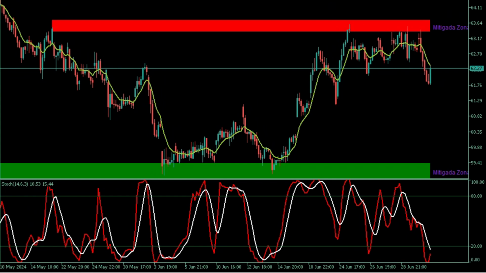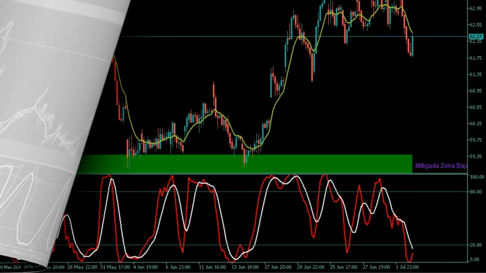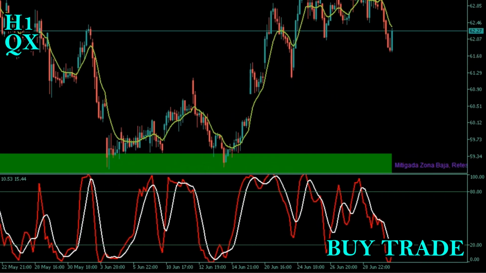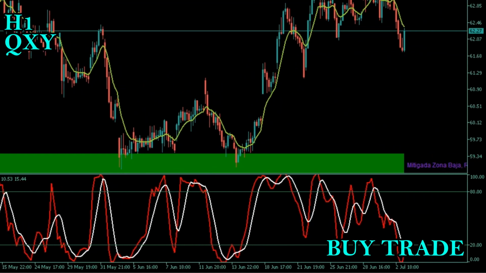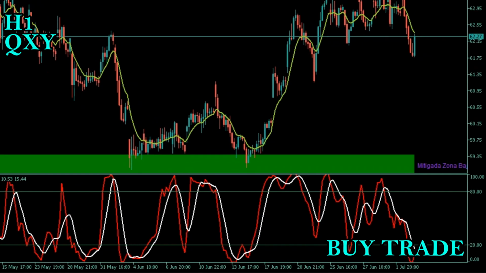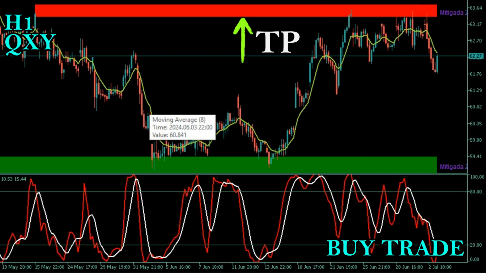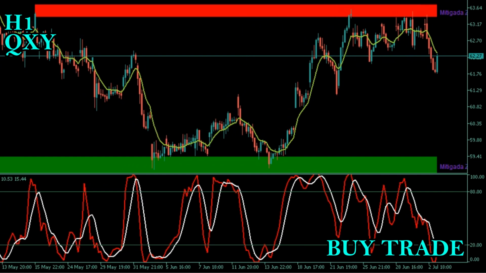So now let's take a look at some illustrations so that we can appreciate this strategy. We shall begin with the buy trade. This is an H1 chart for Oxy Corporation. Since this is zone-to-zone trading, we first determine our red zone, which will be our take profit target. As you can see, this is our red zone, which will act as our target. Now we wait for price to test our green zone for the first time, which happened right here.